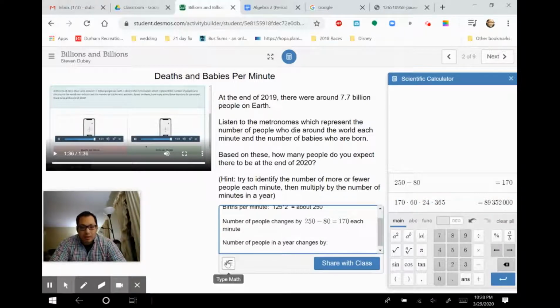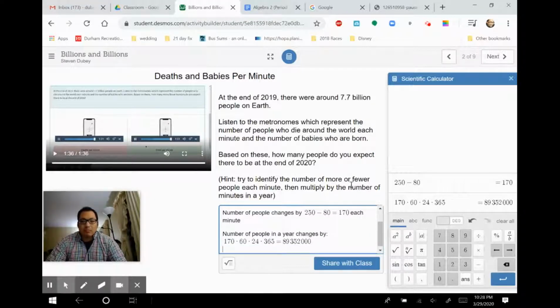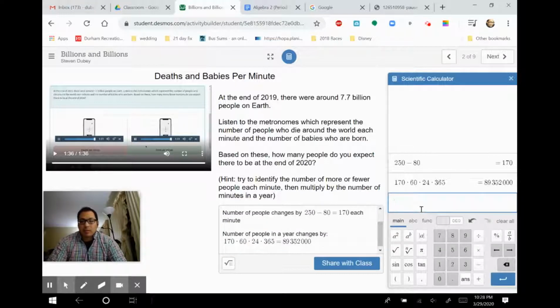So again, I'll put this in here. That's a lot of people. So how many people will there be at the end of 2020? Well, there were 7.7 billion at the end of last year. 7.7 billion, how many zeros do I need for that? That's 1, 2, 3, 4, 5, 6.